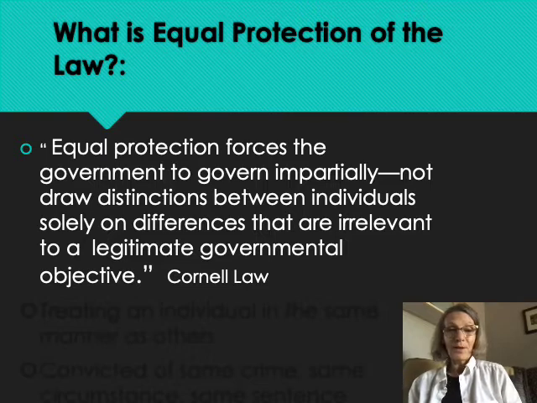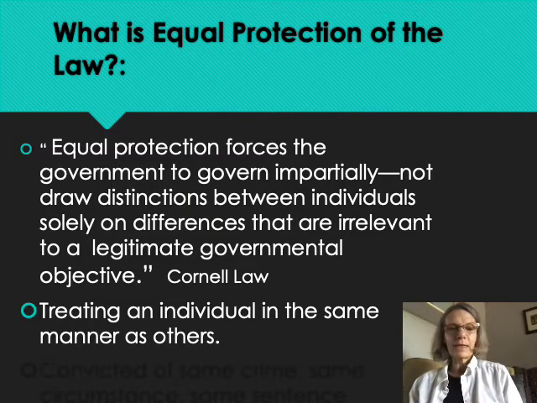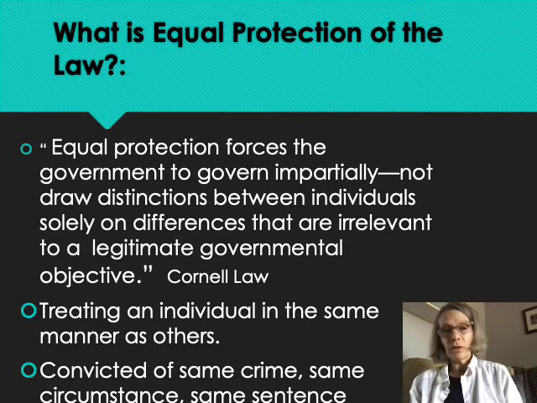Well, according to Cornell Law and their Legal Information Institute, equal protection forces the government to govern impartially, to not draw distinctions between individuals solely on differences that are irrelevant to a legitimate government objective. In other words, more basically, it's just treating an individual in the same manner as other individuals that are in similar circumstances, okay?